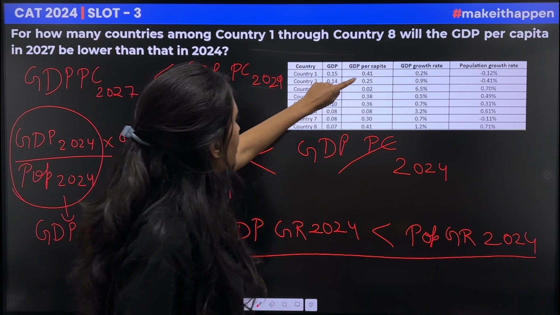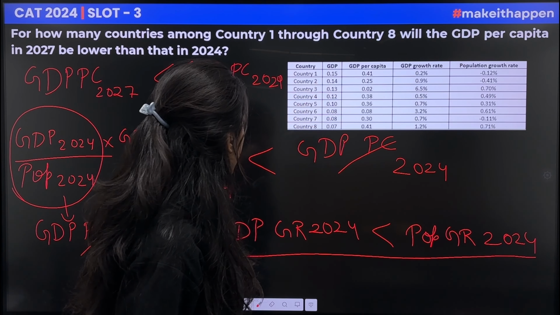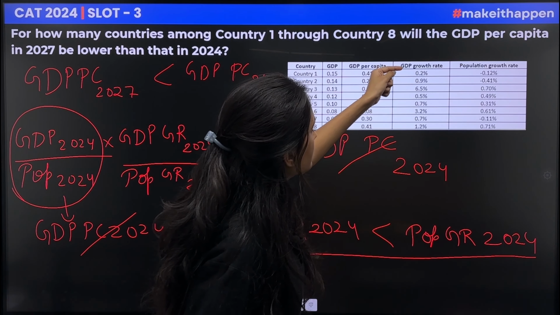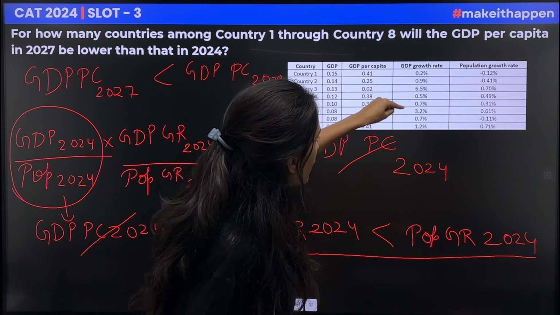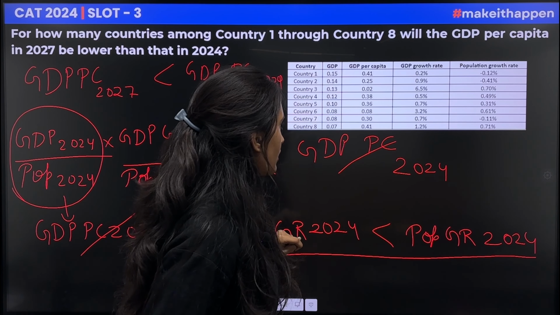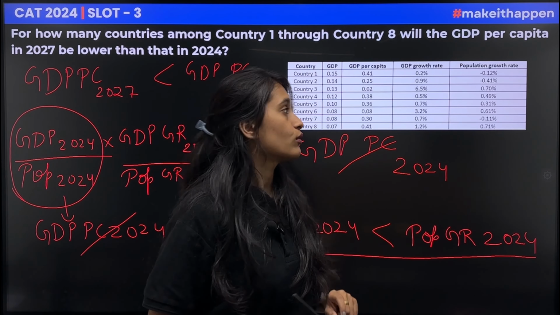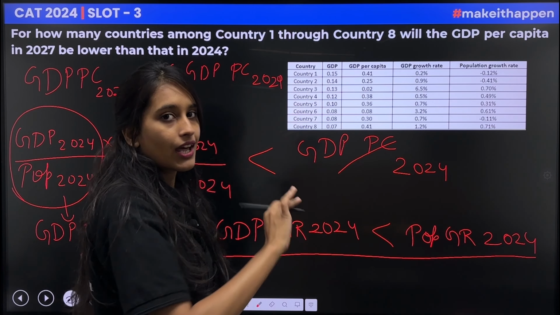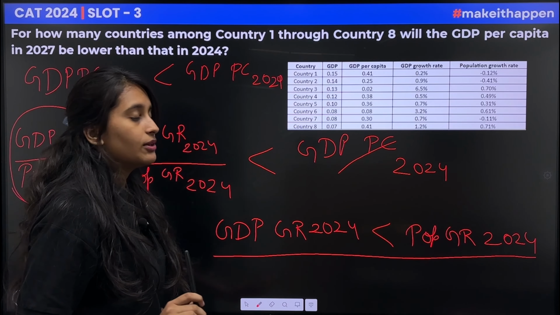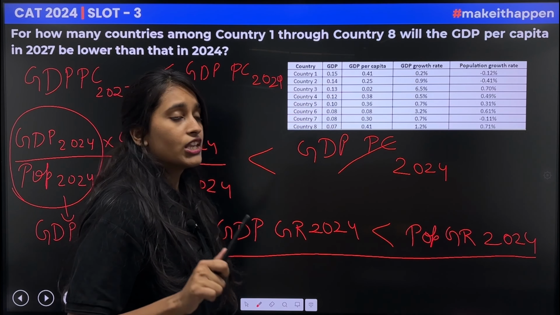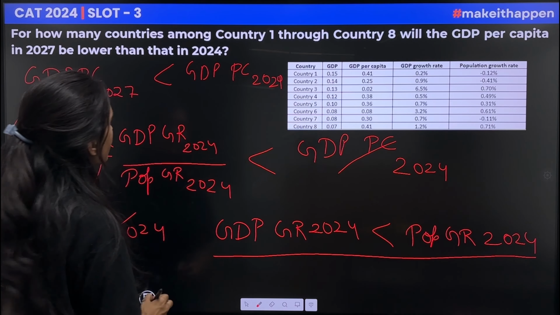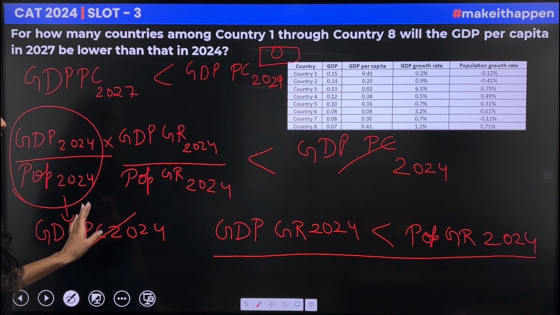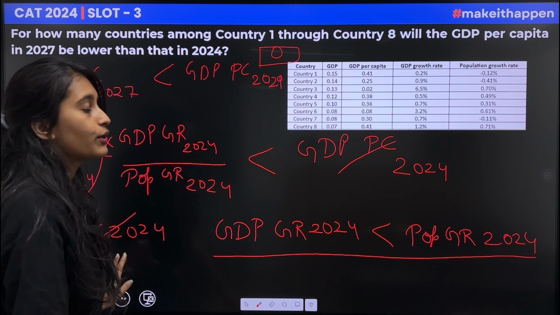We have to find the GDP growth rate. Which country's GDP growth rate is less than the population growth rate? It's greater than. So we can see that every country has a GDP growth rate greater than the population growth rate. You can see here, here, here, any of the country. So there are zero countries where GDP growth rate is less than the population growth rate. So my answer would be 0. I hope this part is clear to you.